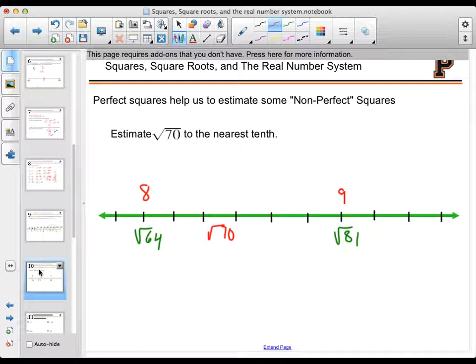So my estimate for the square root of 70 is going to be in the region of about 8.3, 8.4. And you can definitely check those on a calculator by just punching them in and come up with the exact value. But today we're just estimating. We're just trying to get in the ballpark.